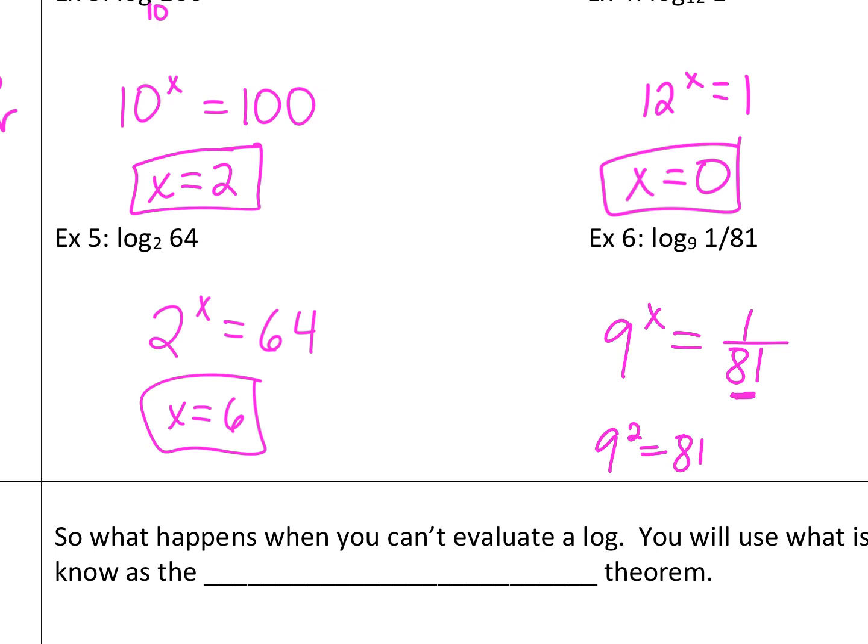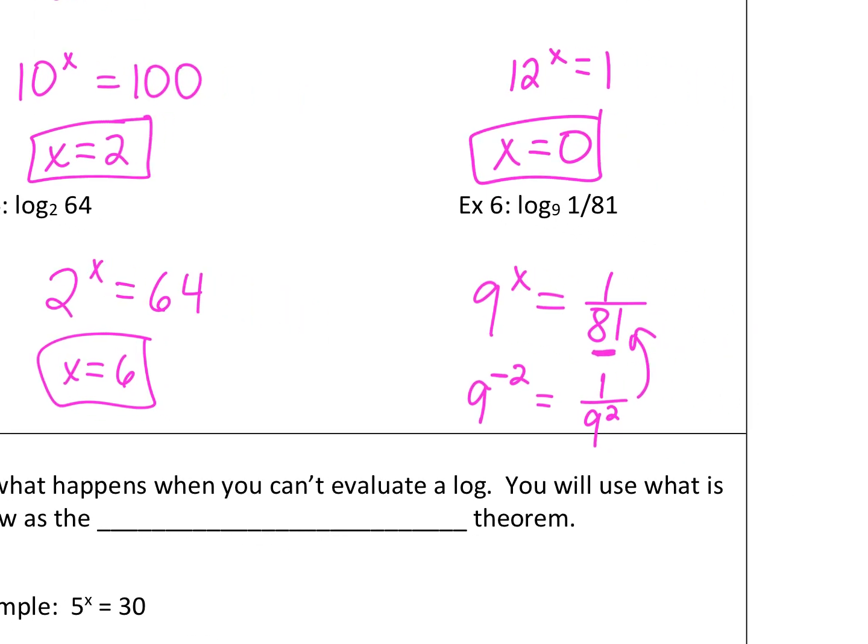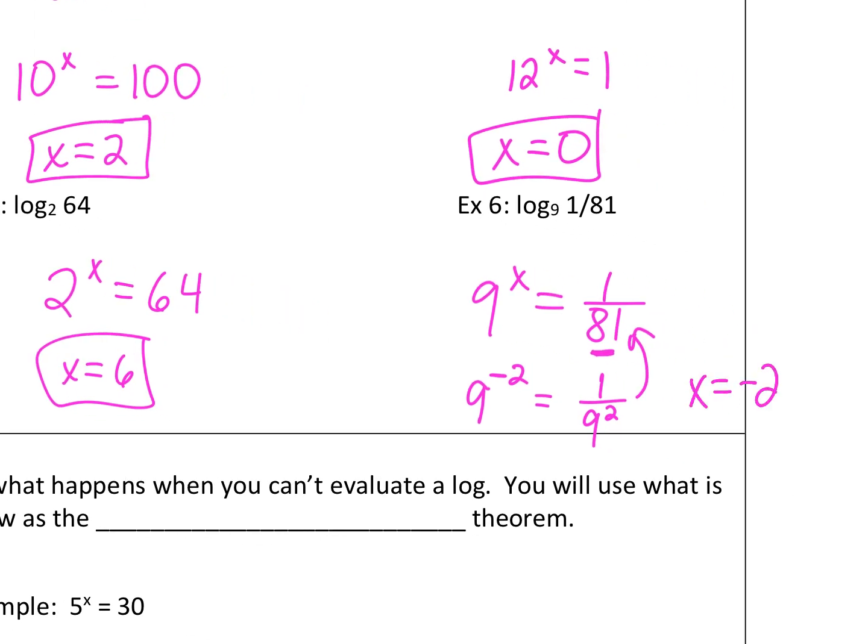But that's not what I'm looking for. I'm looking for 1 over 81 as my answer, okay? So what we want to do is make that 2, that square, negative. Because we know we can't have negatives up top, right? That would make this 1 over 9 squared, which would then yield me 1 over 81. Okay, so the answer to this should have been x equals negative 2, not positive 2, negative 2.